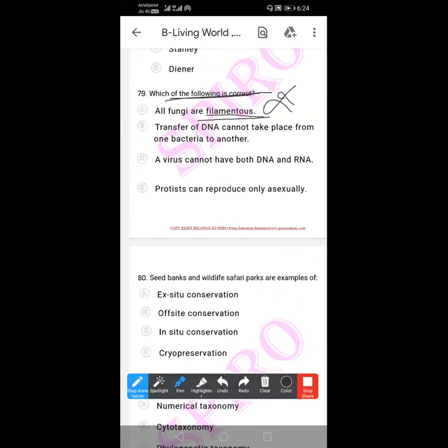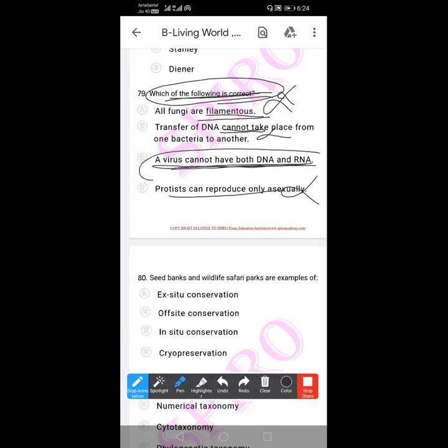Transfer of DNA takes place from one bacterium to another. Transfer of DNA cannot take place? No. Virus can have both DNA and RNA? No. Protists can reproduce only asexually? So here they are asking which one is correct. The virus cannot have both DNA and RNA, because they can have either DNA or RNA. So the correct statement here is option C, whereas the remaining ones are incorrect.